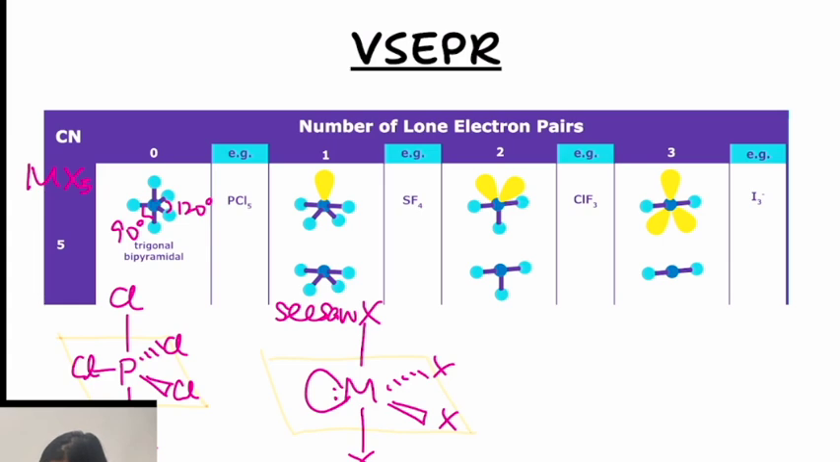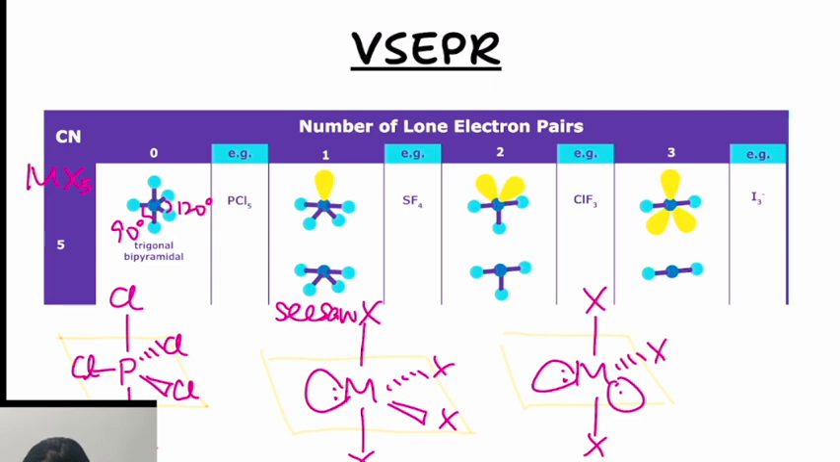Okay, next, what if 2 of these 5 bond pairs are replaced by lone pairs? Then they are going to form this T shape. Again, up and down X, X, and on this horizontal surface, it's going to be electron pairs, so eventually it's going to be T-shaped.